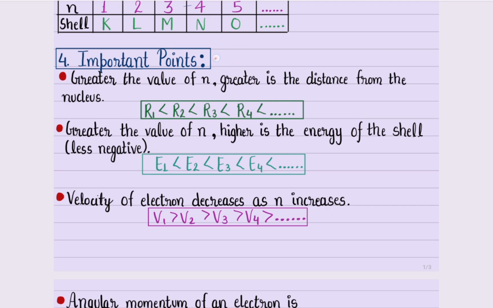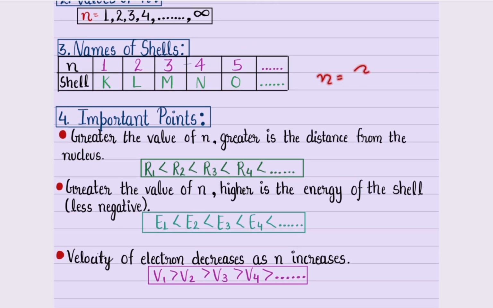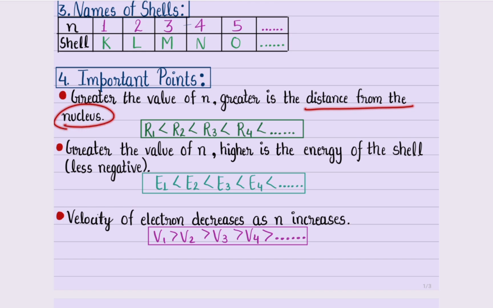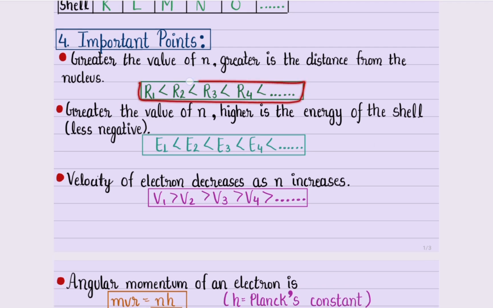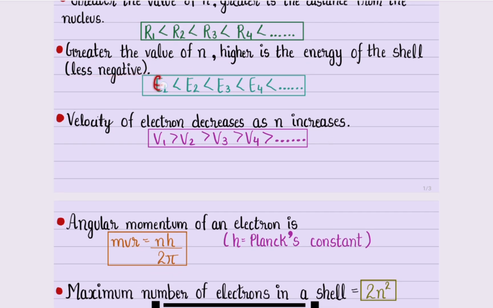Now, there are some important points to remember. Greater the value of n, greater is the distance from the nucleus. If n is equal to 1, then the distance from the nucleus will be smaller than if the value of n is equal to 2. So R1 < R2 < R3 < R4, and so on. Greater the value of n, higher is the energy of the shell. It is less negative. Energy 1 < energy 2 < energy 3 < energy 4, and so on.